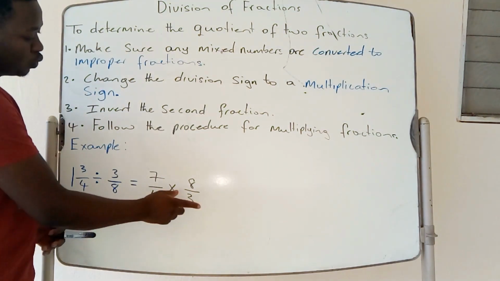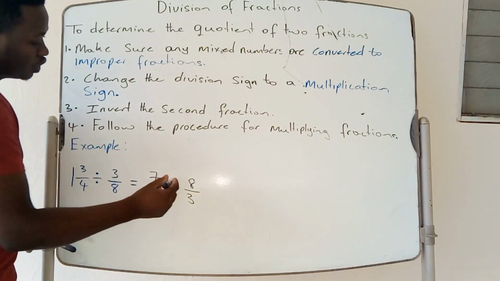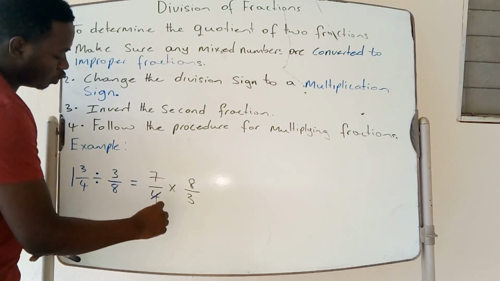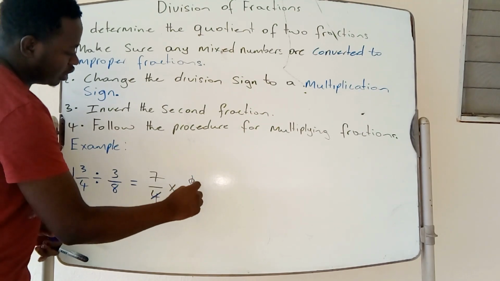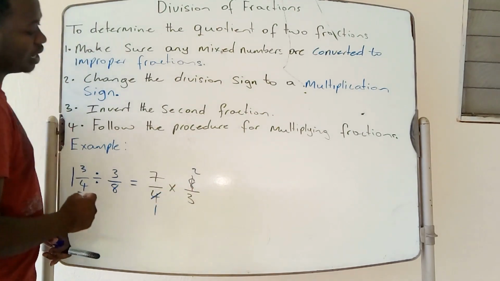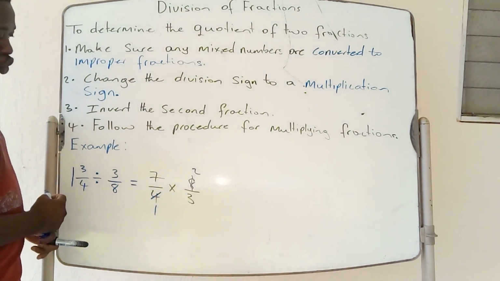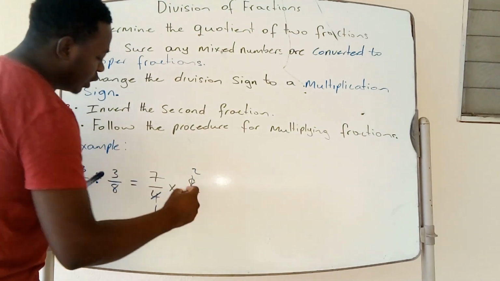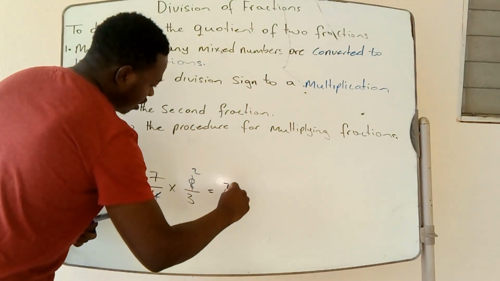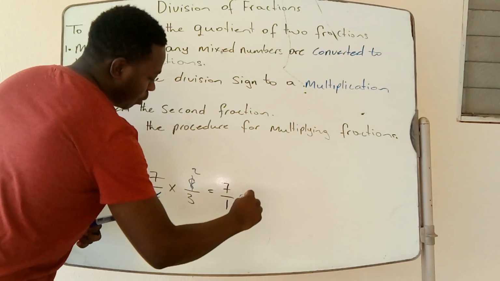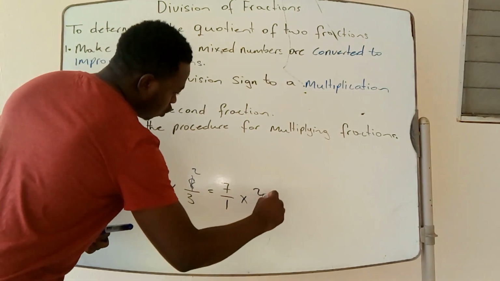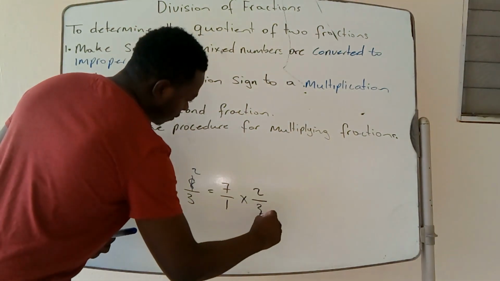So can we reduce? Yes, we can. So 4 into 4 goes 1. And 4 into 8 goes 2. Can anything else be reduced? No. So we are left back with 7 over 1 multiplied by 2 over 3.